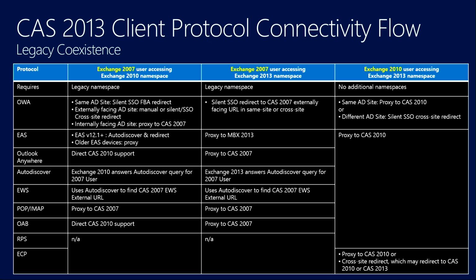Kind of the only one that really stands out as being a little bit unusual is Exchange ActiveSync, a 2007 user accessing a 2013 namespace using Exchange ActiveSync. We actually will proxy that through to the 2013 mailbox server. So what that means is you don't want to just turn off all of your legacy mailbox servers until you've actually moved all of your users over there, because there will be a mailbox involved in that proxy scenario. Otherwise, everything is largely what you saw in the previous animations with proxying or redirecting through CAS as appropriate based on the namespace and the configuration. All right.